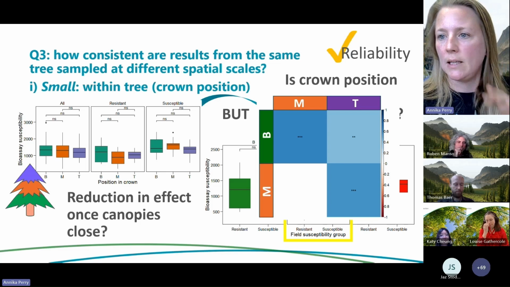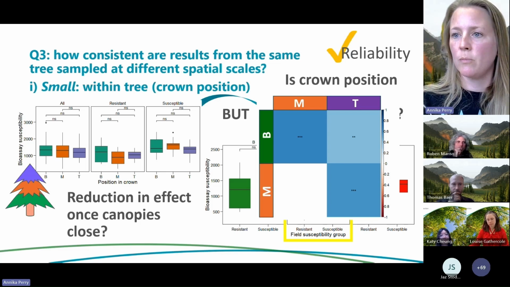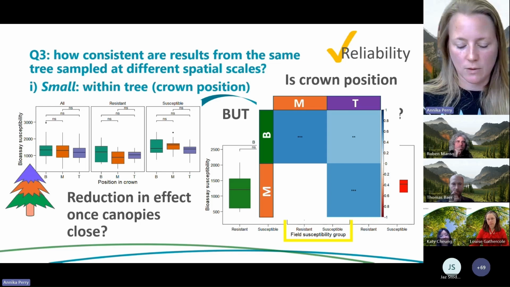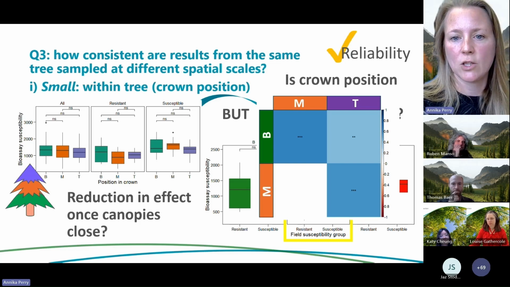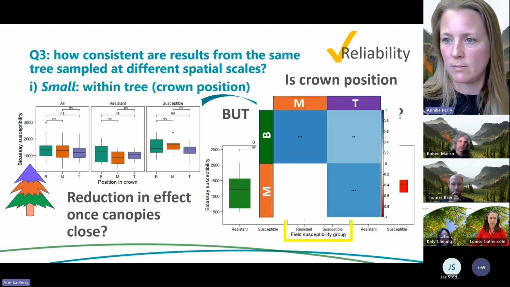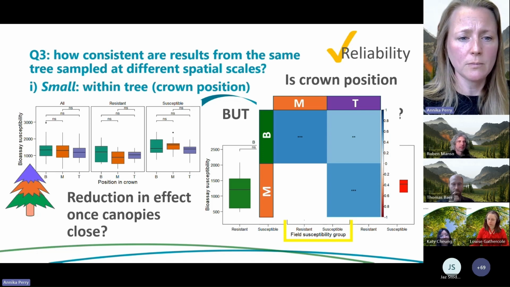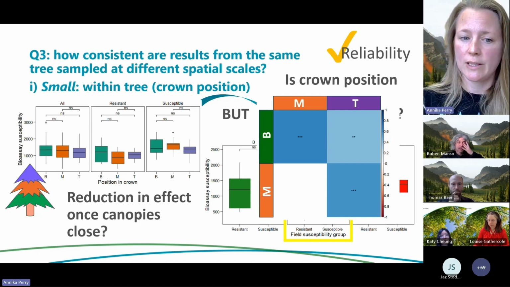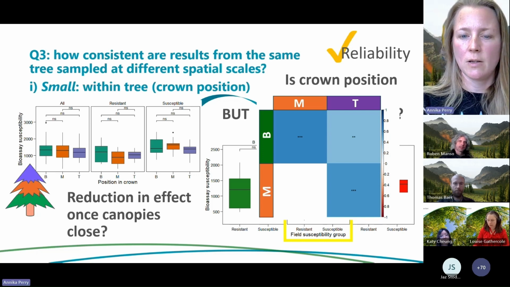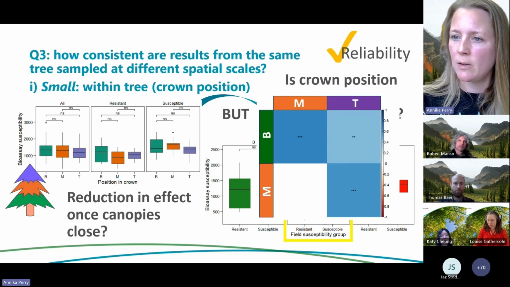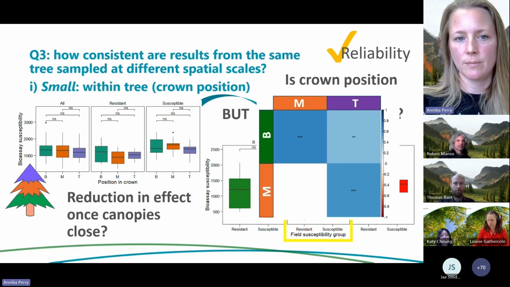Similarly, in the top of the canopy, you've got exposure to a whole range of more extreme environments in terms of the abiotic and biotic environment, or particularly the abiotic environment. So again, it might be that crown position is associated with needle condition, and in the more benign environment in the middle of the canopy, that's where it becomes easier to pick apart those differences. It's possible that you see a reduction in this effect once canopies close, but that's something I need to look into. So there's sort of a tick for reliability, but I think a little bit of cautiousness there.